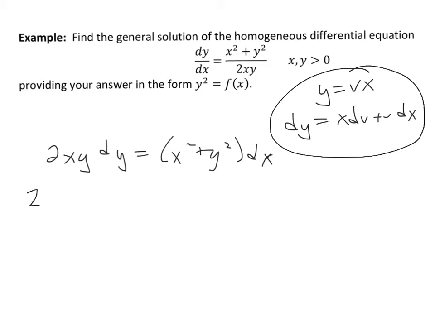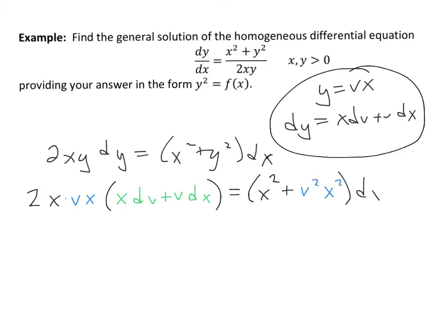So I'm going to have 2x, and then I'm going to use that y conversion where this becomes vx, and then my dy, right? My dy here is supposed to be x dv plus v dx equals x squared plus, now I've got to use that y conversion again, this is going to give me v squared x squared dx.